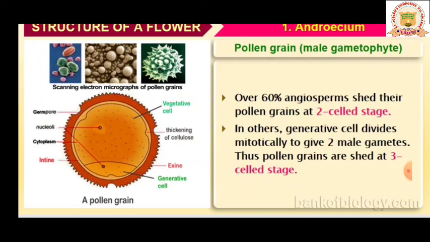In some other plants, the generative cell goes through mitotic cell division to give rise to two male gametes. It produces two male gametes. Two male gametes along with the vegetative cell we call the three cell stage. After that, it is going to shed its pollen grains.